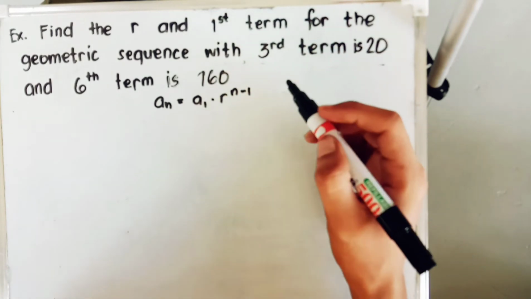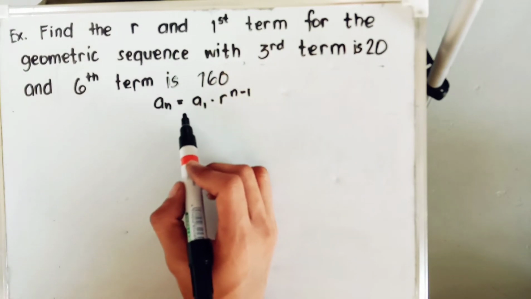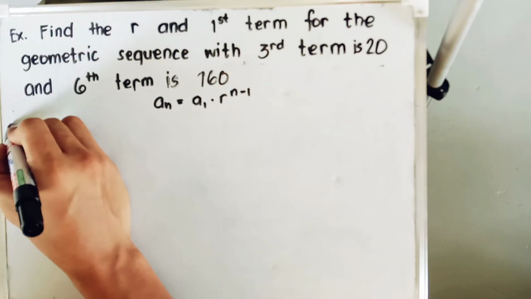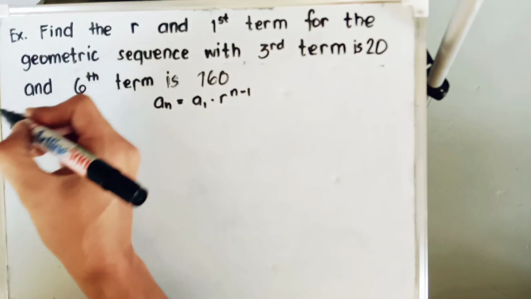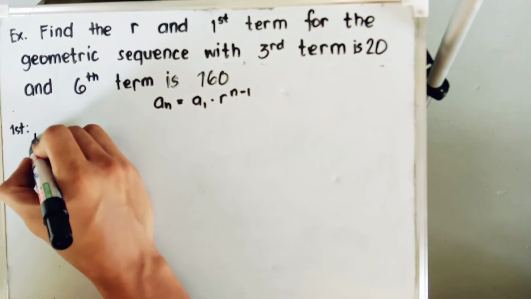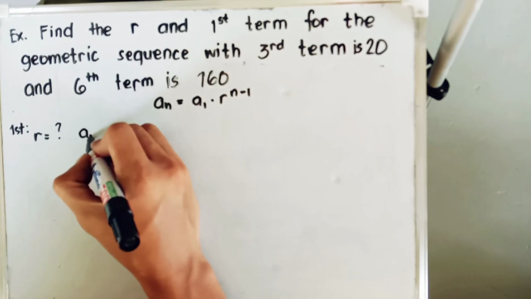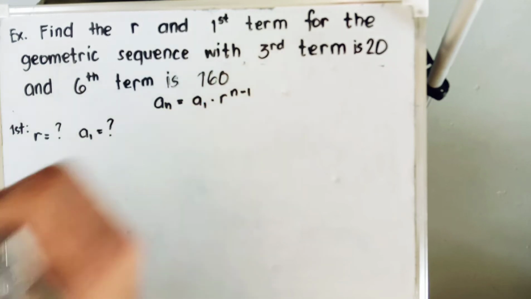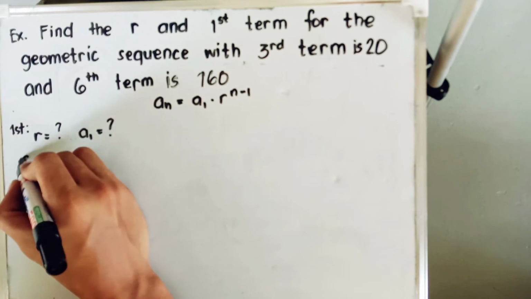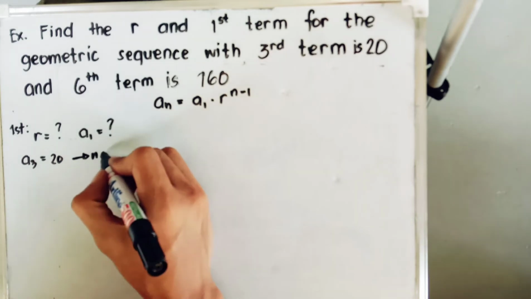Once there's a problem about geometric sequence, you always have to utilize this given formula. So let's continue. Our first step is to list all the unknown variables and the given variables. We have r, the common ratio, which we're going to find, and also the first term of the given sequence, which we're going to find. Next is to list the visible variables. We have the third term equal to 20, where n is equal to 3.